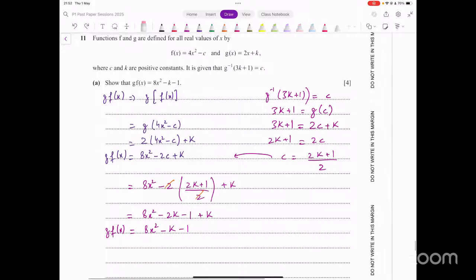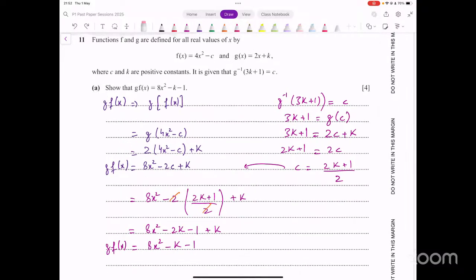Functions f and g, they are defined by all real values of x. And we had f and g functions given. And what did we have to do in the first part? We had to show that g f of x is equal to this. Okay, so what I did here was I found g f of x and it turned out to be this. And now we also had c here. We had to get rid of that c because in the form that they want, we do not have any c. So they gave us another piece of information, and that was this.